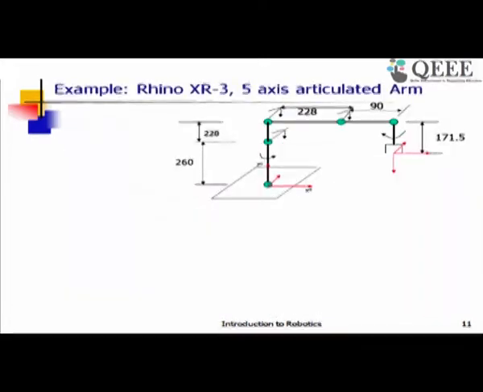So with this, let us take just one more example and show you how to solve the kinematics of a general 5-axis articulated arm. What we discussed previously was a simple one, a 3 degree of freedom planar manipulator.